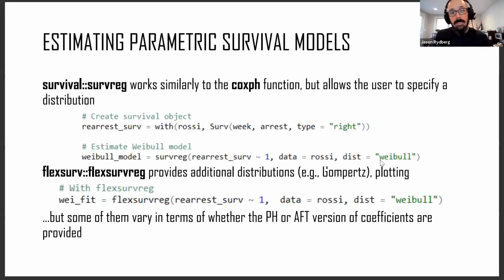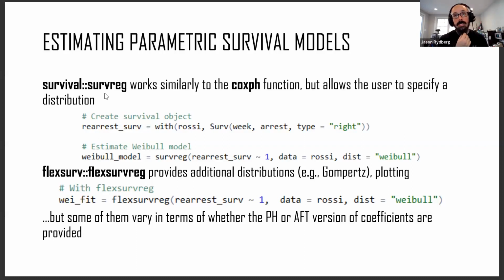In terms of implementing these, there are two major packages that can implement these types of models. In survival, there is a survreg function, which works just like coxph, but it allows you to specify a dist argument. Here we can see it takes a survival object as the dependent variable, and then the distribution we specify as Weibull. When you pull up the help file, you can see which distributions are allowed and what they do.